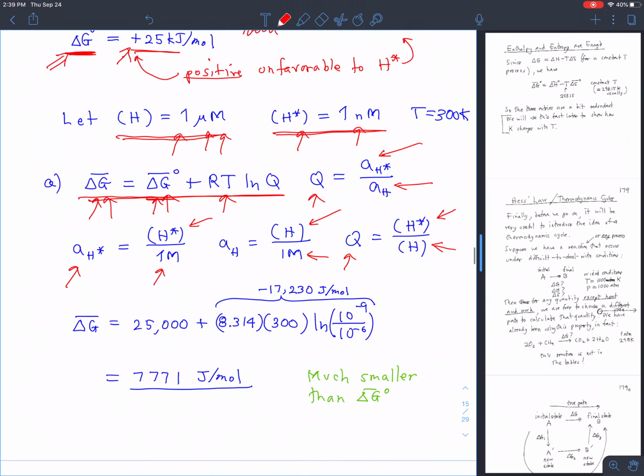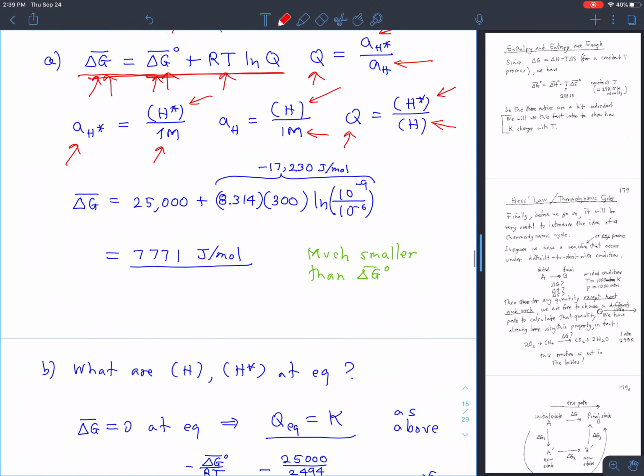We know those 2 molar concentrations. That's what we gave up here, 1 micromolar and 1 nanomolar. And the rest is just plugging into our expression for delta G, 25,000. Remember, it's kilojoules, and we're going to get joules out from this end, so you have to convert the kilojoules to joules. So 25,000 joules plus 8.314 times temperature of 300 times the logarithm of 1 nanomolar, 10 to the minus 9, over 1 micromolar, 10 to the minus 6.